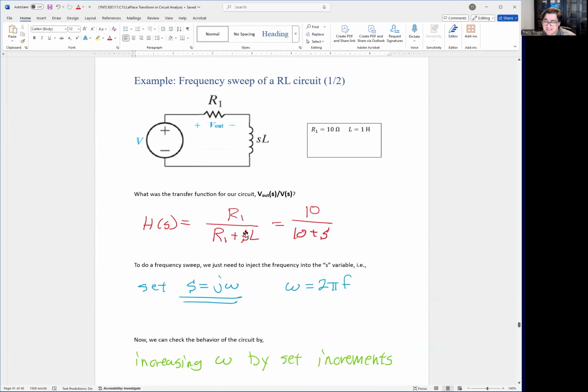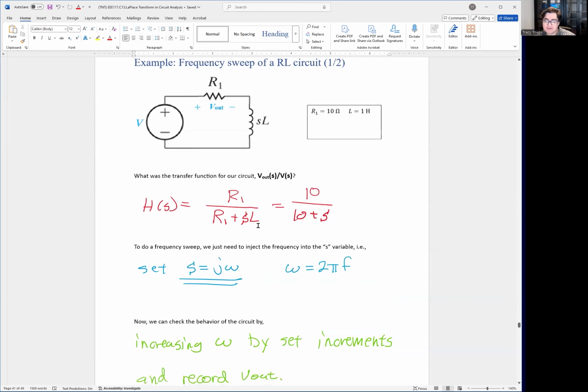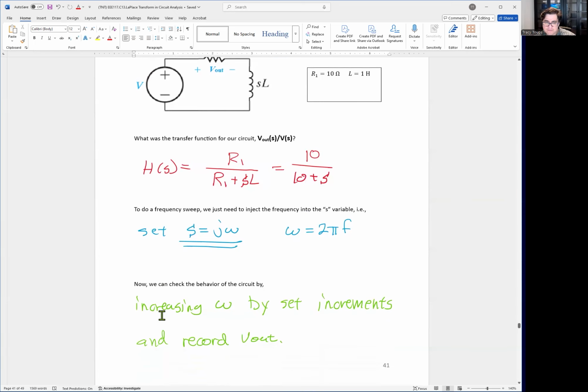Now, I keep talking about S like this mystery variable we've always seen but never learned about. Here, we're going to actually put it into practice. You can set S as JW, where this W is the frequency of the circuit in radians per second. So you take your frequency F times 2 pi, and that's omega. You can plug it in, and you're going to get an output. So we're going to plug in JW, and we're going to plug in 100 hertz here, and we're going to crunch this every time. Now we can check the behavior by increasing omega every increment.